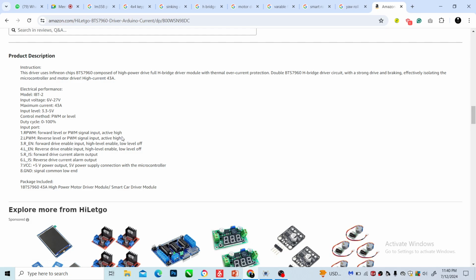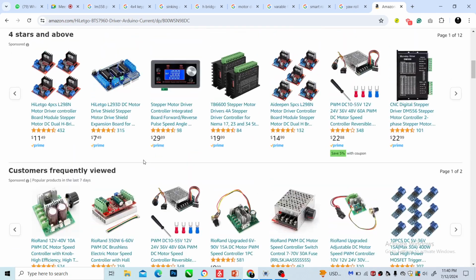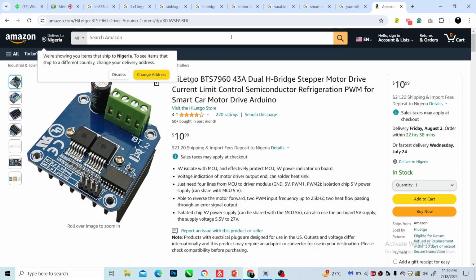You understand? Likewise, the same thing applies to the other side. So enable: a forward drive enable input, high level enable, and low level off. That means 1 we turn it on, 0 we turn it off. This will do reverse directions, like the 1 and the 0, like in A, in 1, in 2, in 3, and in 4. That's just what they are trying to explain. And it's a very, very powerful motor driver. Now it's powerful. And I can still give some other recommendations for motor drivers.